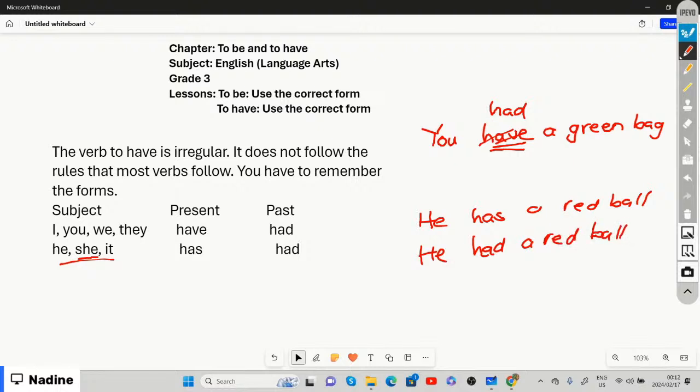So that is basically how we use the words to be or to have, where the present tense is have or has, depending on whether it is singular or plural. If it is singular, we use the subject he, she, or it, and the present tense verb has. And if it is plural, we use the subject I, you, we, or they, and then we use the present tense form of have. And for the past tense, we just use had.